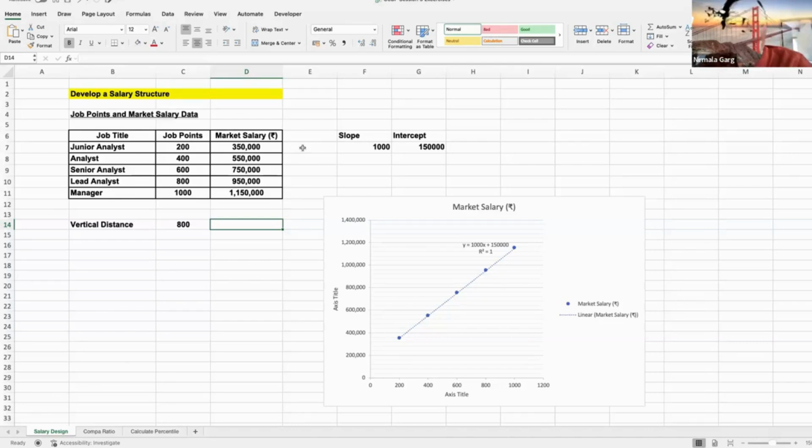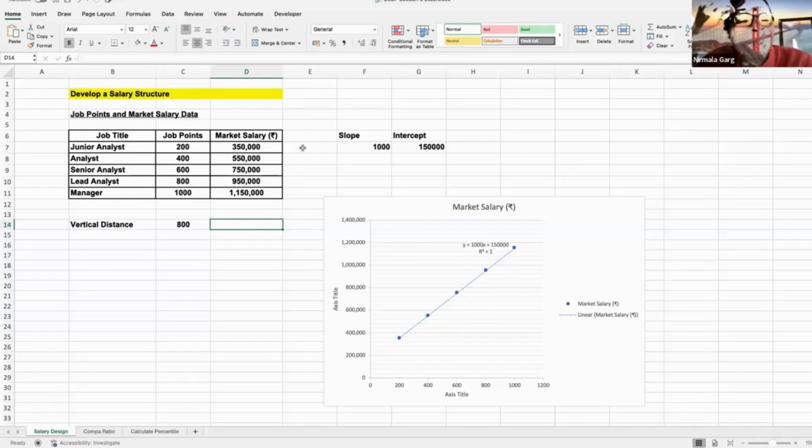How does it come to 800? This has been evaluated. The job evaluation has been done taking compensable factors, so there is a methodology. Vertical distance is the distance between the points from job to job.